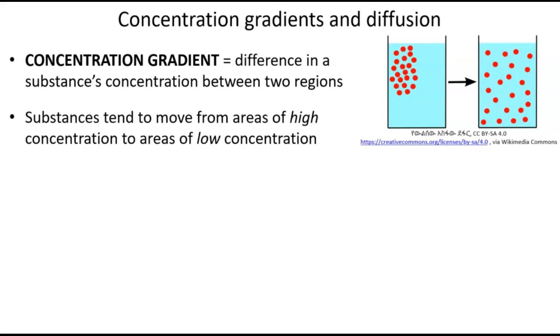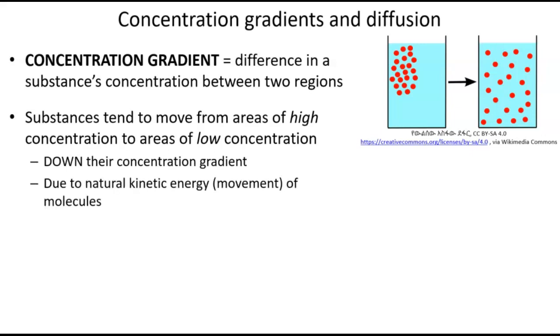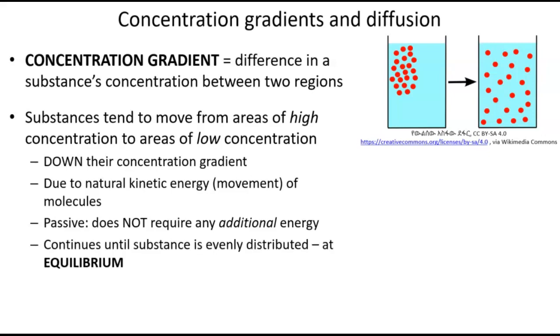In nature, substances tend to move from areas of high concentration to areas of low concentration. And we refer to this movement from high to low as being down their concentration gradient. And this occurs just due to the natural kinetic energy or movement of molecules. It's a passive process. It does not require any additional energy beyond the molecules' movement that they're doing already. Now this process will continue until the substance is evenly distributed or at equilibrium.